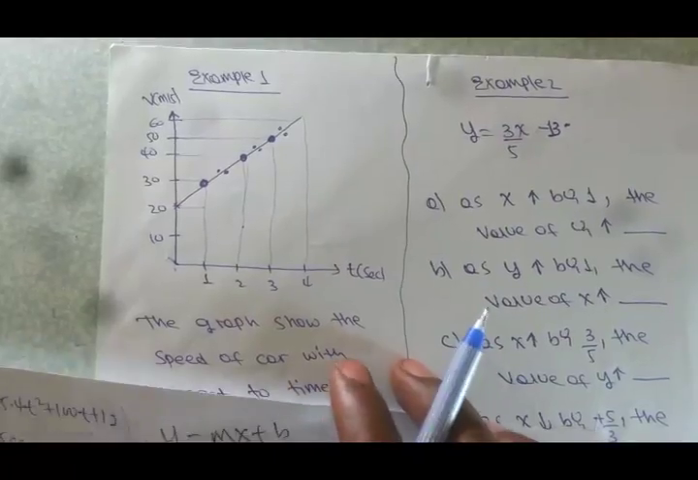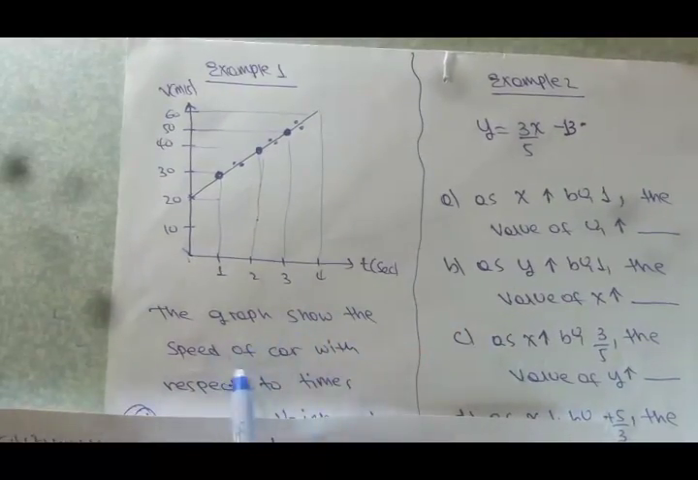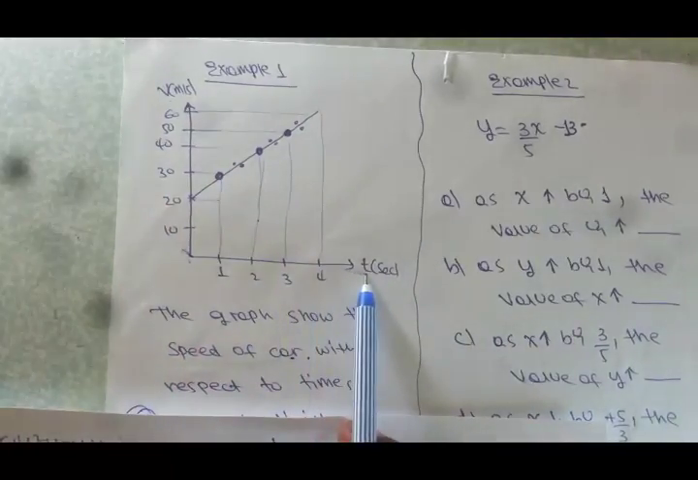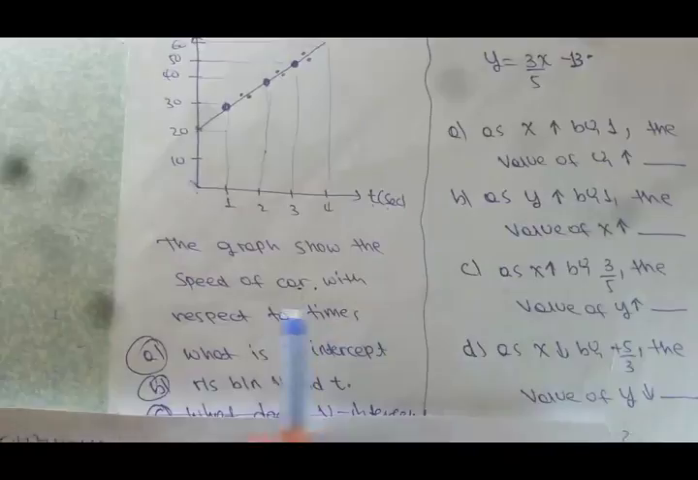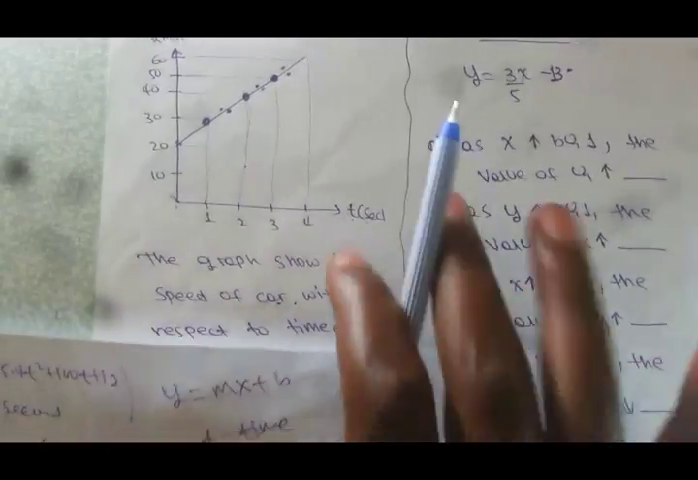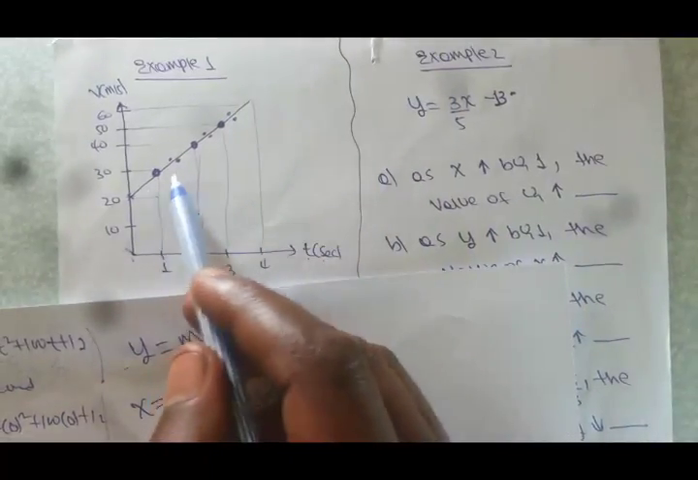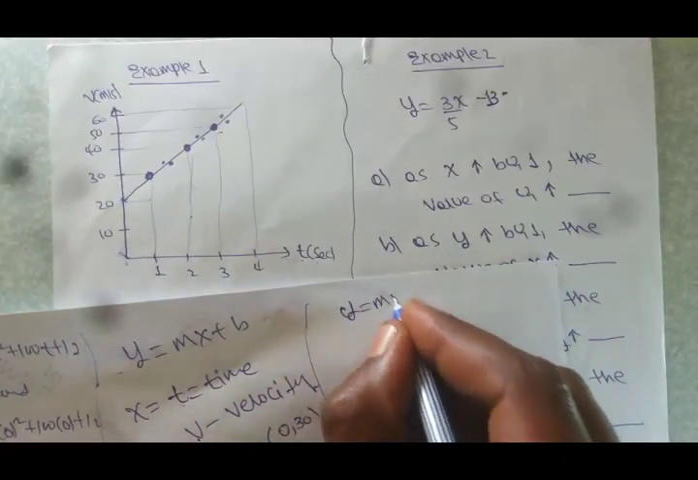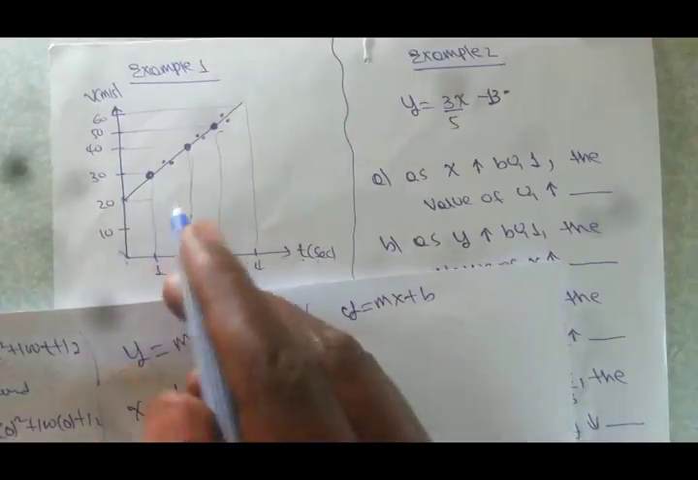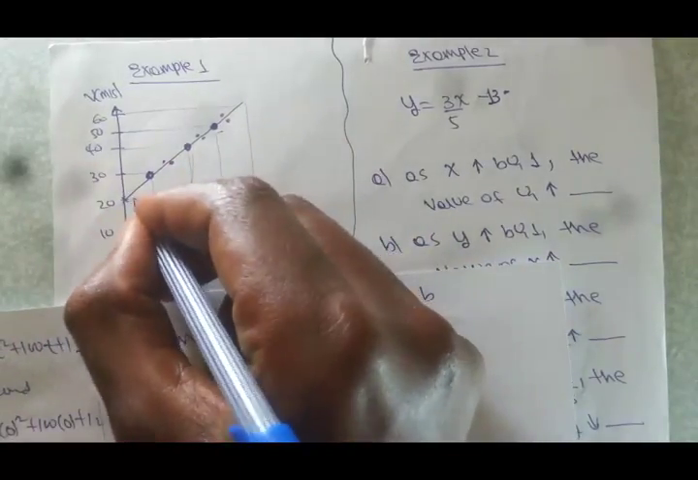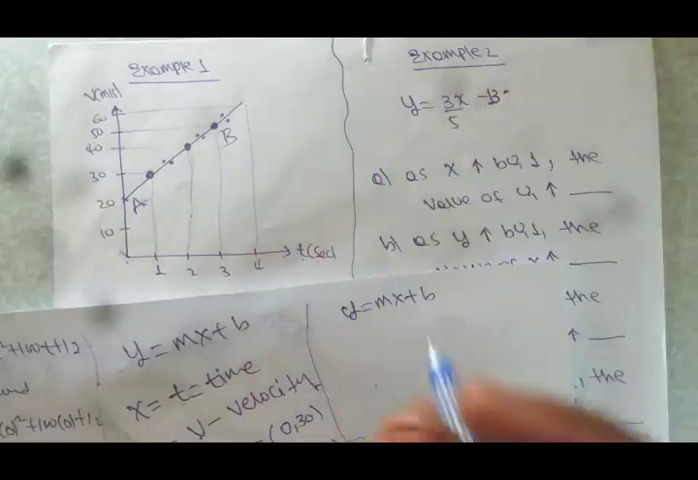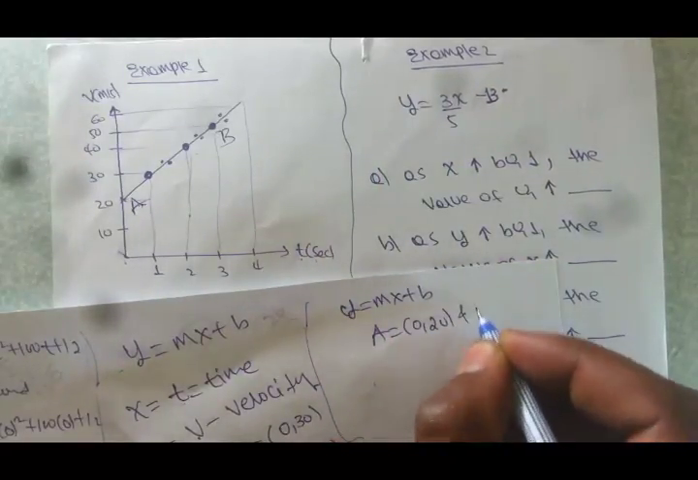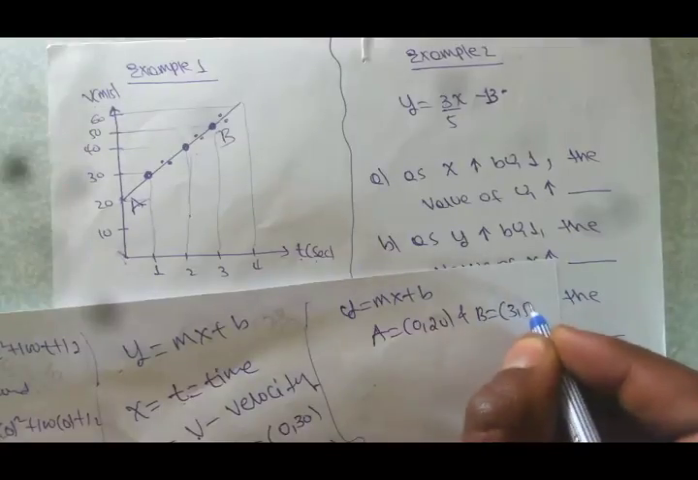And example 1 shows a graph. The graph shows the speed of a car. This is speed in meters per second, and the x-axis represents t in seconds. We are asked to find the v-intercept. When we see the graph, it is a linear function and it has the form y equals mx plus b. So let's take any 2 points. Let's take this point a, and this point b. Therefore a has coordinates (0, 20), and b has coordinates (3, 15).